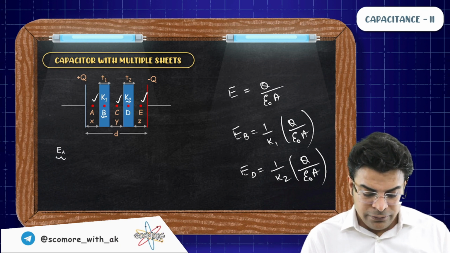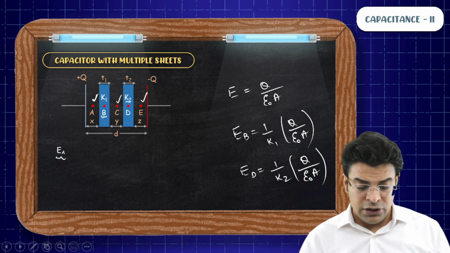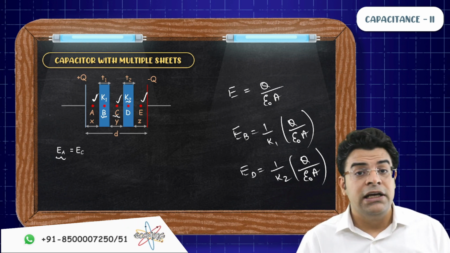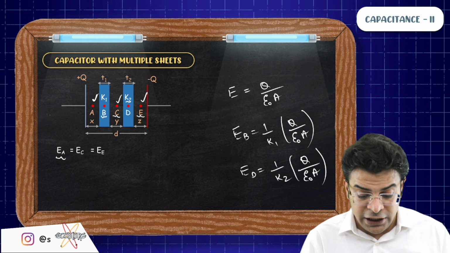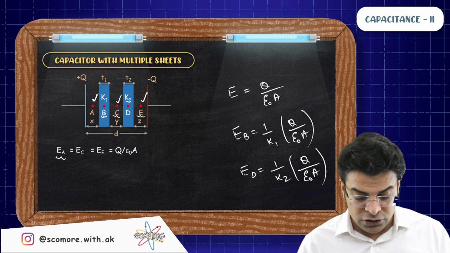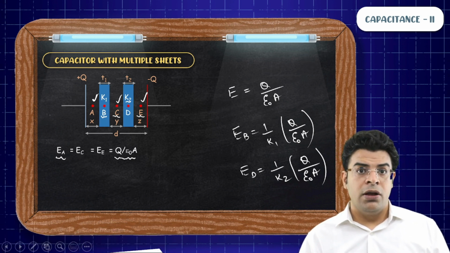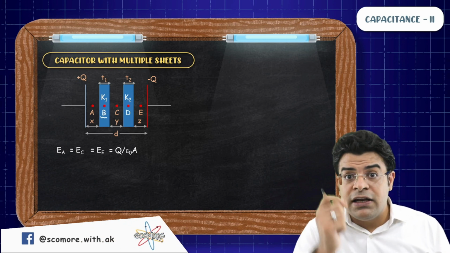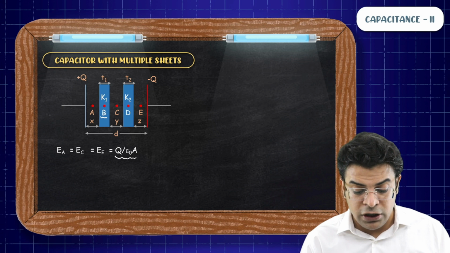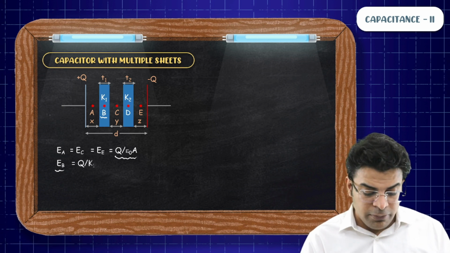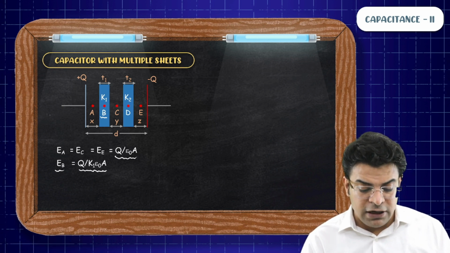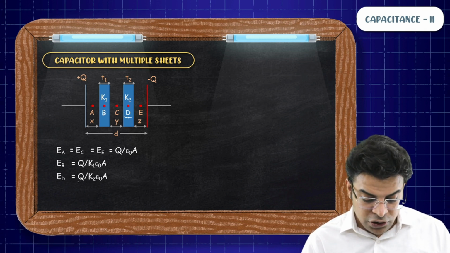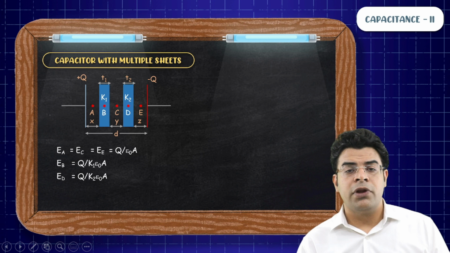So one can say that the electric field at point A, which is outside the dielectric, is the same as the electric field at point C, which is again outside the dielectric, and the same as the electric field at point E, which equals Q upon epsilon naught A. While the electric field at point B will be K1 times smaller than Q upon epsilon naught A. So the electric field at point B will be Q upon K1 epsilon naught A, and the electric field at point D will be Q upon K2 epsilon naught A.